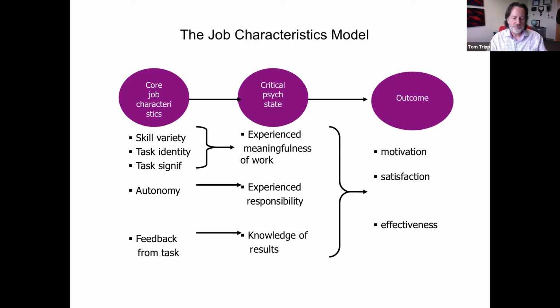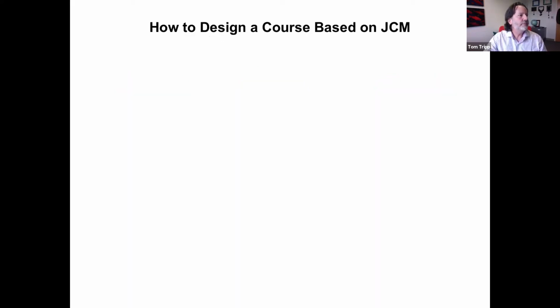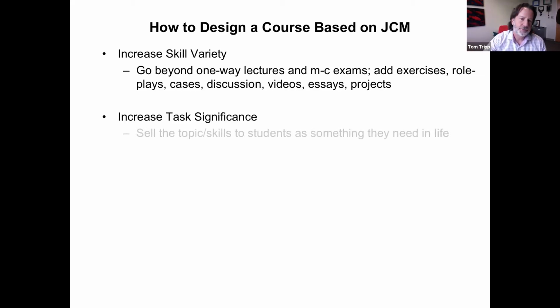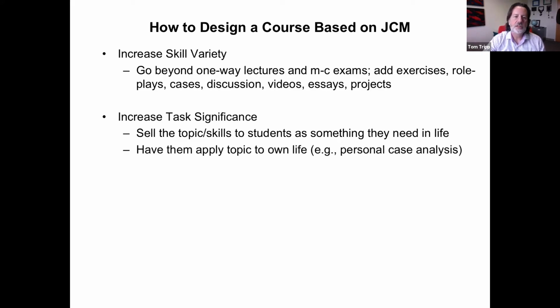So in terms of skill variety, how do you increase it? You do a lot of different things. I would add to the list that Sarah and Joy have given so far: go beyond lectures and multiple choice exams. Exercises, role-playing, cases, discussion, designs, videos, essays, projects, etc. To increase task significance, what you need to do, again, is sell the topic. We talked about that. If you can, have them apply the topic to their own life, maybe a personal case analysis.